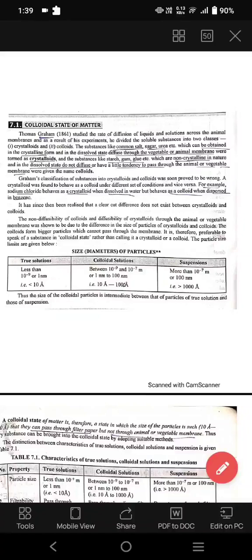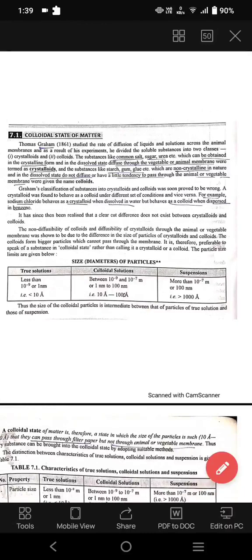Colloidal state of matter of physical chemistry. So, Thomas Graham, in 1861, studied the rate of diffusion of liquids and solutions across the animal membranes, and as a result of his experiments, he divided the soluble substances into two classes: first, crystalloids, and second, colloids.